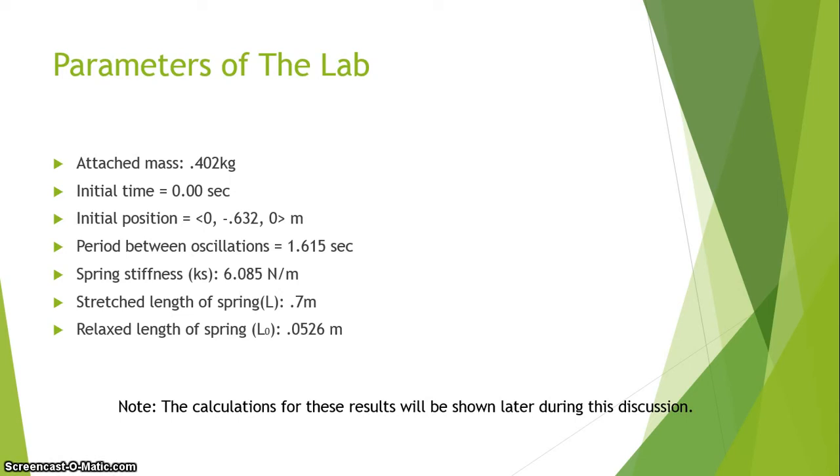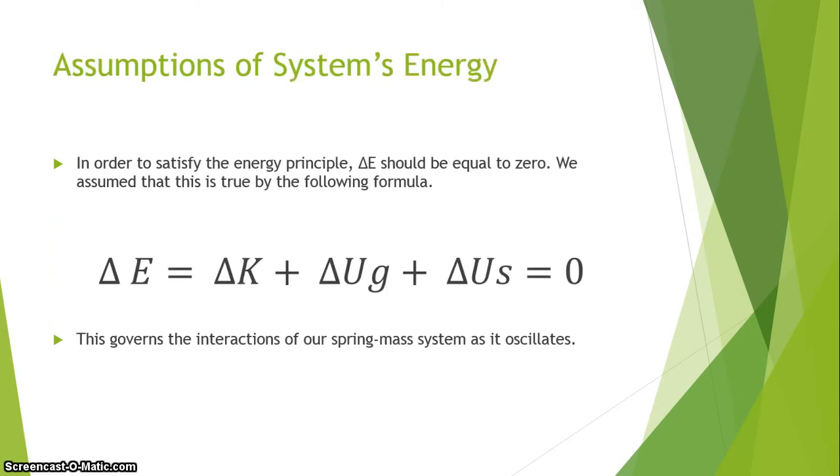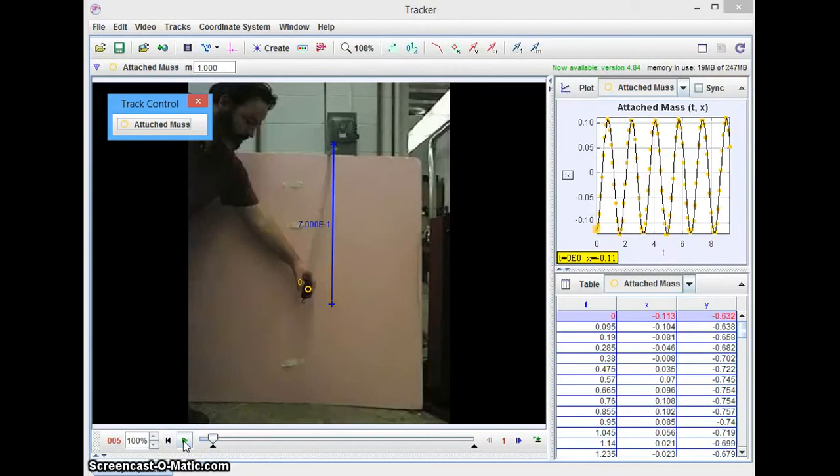It should be noted that the following representation of the energy principle should hold constant for this experiment. Delta E is equal to 0 and is also equal to the sum of delta K, delta UG, and delta US. This is the major physics principle which governs the interactions of our spring mass system. Now that the parameters are set, it is time to begin analyzing the motion of our oscillating system.